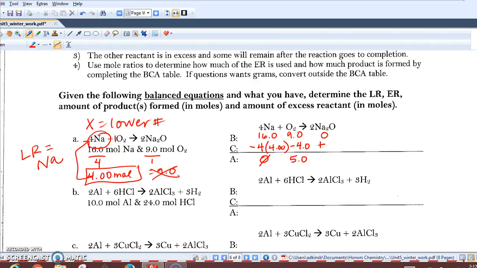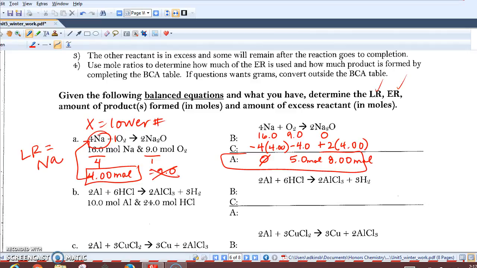And then this is going to go up by 2x. So 2 times 4. So this is going to go up to 8.00. So this is our after, and it's really nice because it gives you a nice little picture of what's going on. No Na remains after the reaction is over. 5 moles of O2 remains after the reaction is over. And 8 moles of Na2O is formed. So we've answered every single question. We've determined the LR, we've determined the ER, the amount of product formed, and the amount of excess reactant left over.